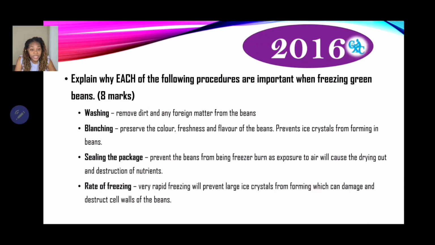Now, rate of freezing is also very important, as very rapid freezing will prevent ice crystals from forming, which can damage and destroy the cell walls of the beans. Good. So if the rate of freezing the beans is slow, then large ice crystals will form. So to prevent that, we have to ensure that the rate of freezing is taken into consideration to prevent large ice crystals from forming, which will destroy the cell walls of the beans.